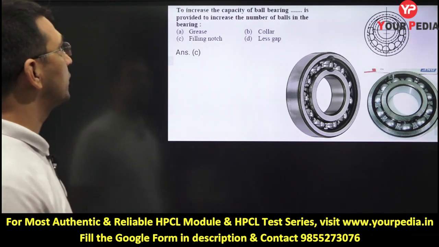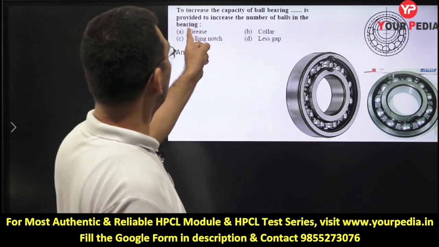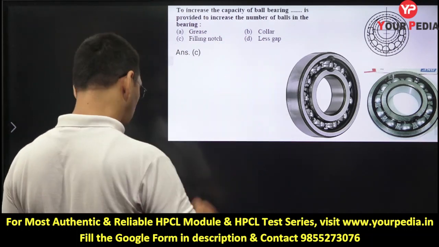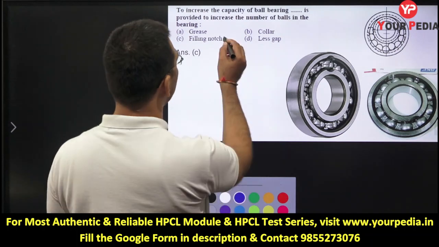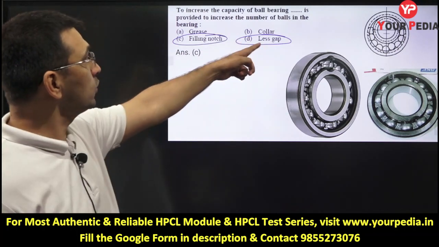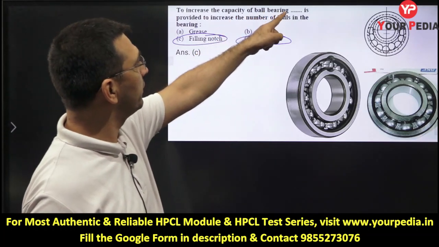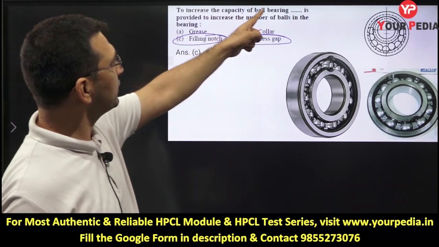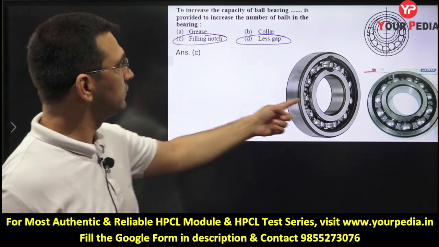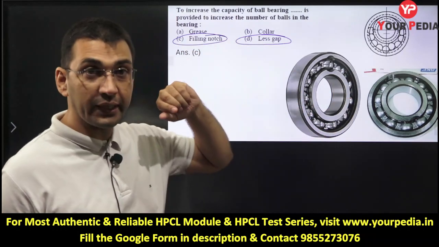Now see the question. To increase the capacity of the ball bearing, a dash is provided to increase the number of balls in the bearing. Grease, collar doesn't carry any meaning, but you could have doubt in these two options, that is the filling notch and less gap. You can say less gap could also be the answer, because to increase the capacity of the bearing, less gap is provided to increase the number of balls in the bearing. Here you are also making the gap less. So you will say this is also going to be correct.